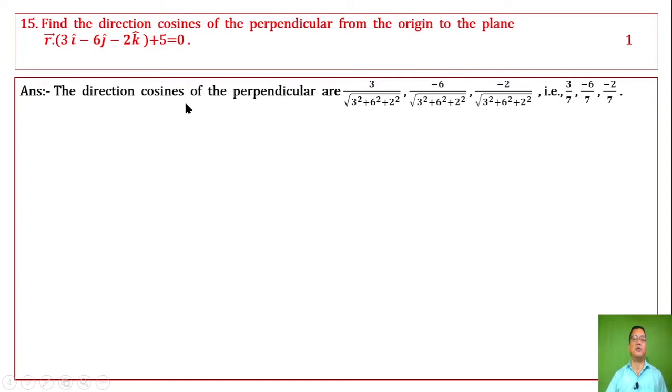The direction cosines of the perpendicular are 3 by root over 3 square plus 6 square plus 2 square, and minus 6 by root over this, minus 2 by root over this. After simplification we get 3 by 7, minus 6 by 7, minus 2 by 7.